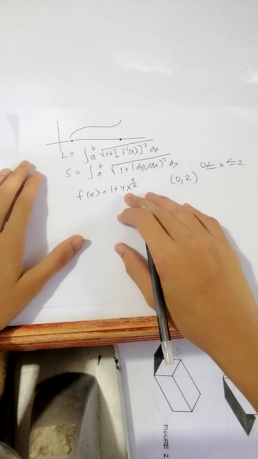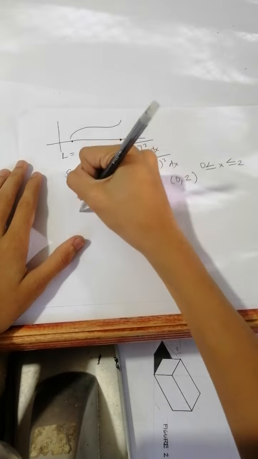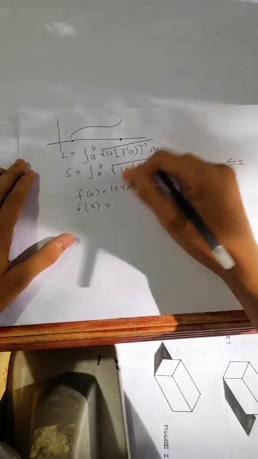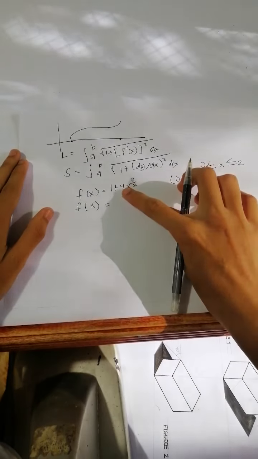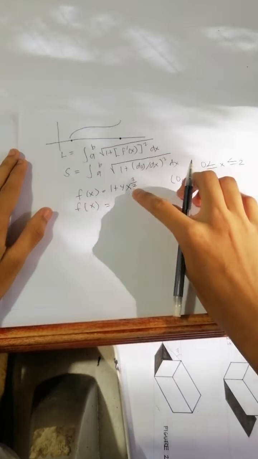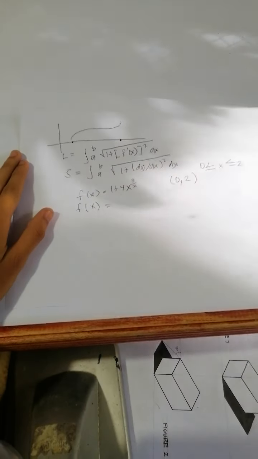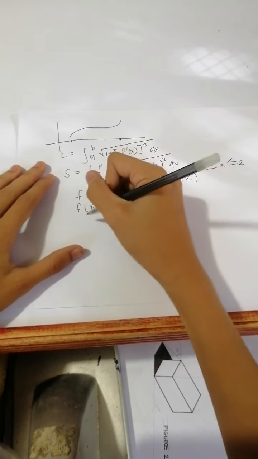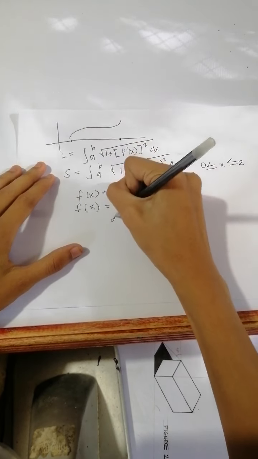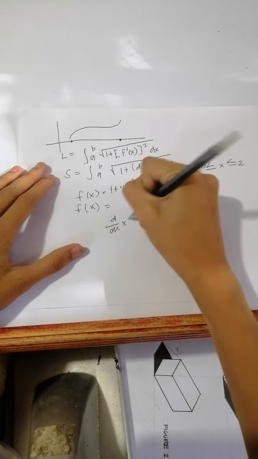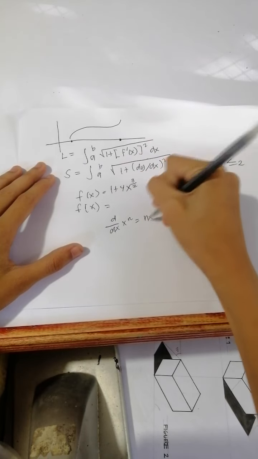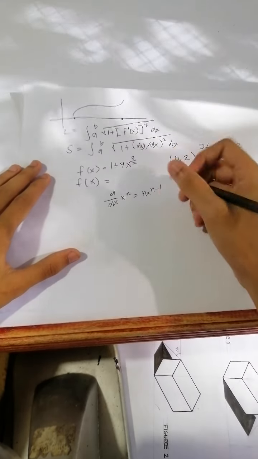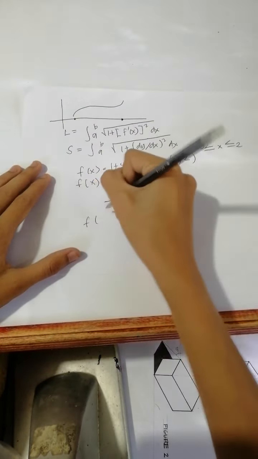The first step that you will do is find the first derivative. The derivative of 1 is 0, so disregard the 1. By observing this expression, you could apply the exponent rule or the power rule. The formula of the power rule is like this: d over dx of x^n equals n x^(n minus 1). So you will have like this.